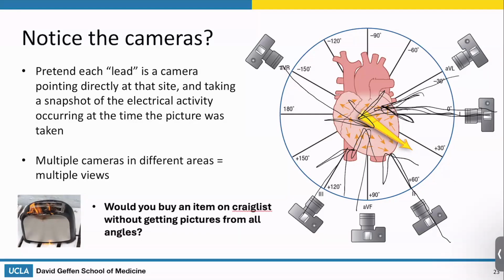And this is important because, like we talked about with the surveillance camera, it's kind of the same thinking about Craigslist, right? You probably wouldn't buy something on Craigslist without getting pictures from all those angles. For the picture that you have here of the toaster, you're probably going to say, oh my gosh, I asked for more pictures and this one's on fire, so there's no way I'm going to buy this unless they charge me less money, right? Because everybody wants a good toaster from Craigslist.